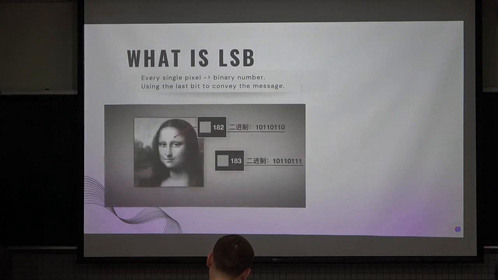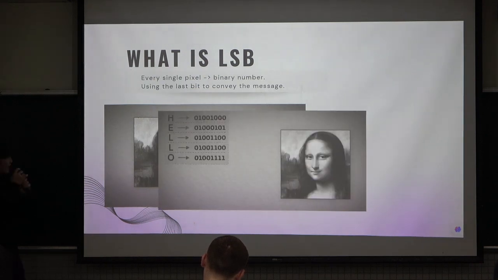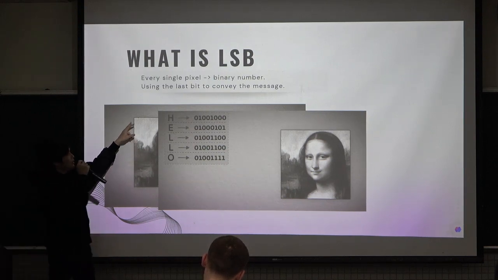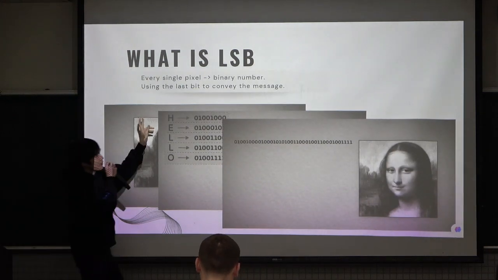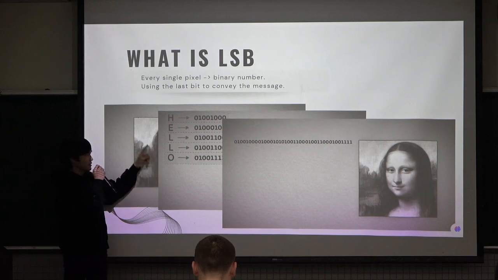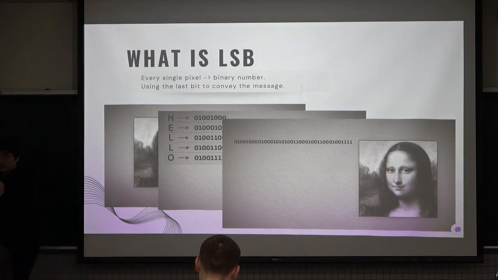Another way is that we can not only hide a QR code, we can also hide words. For example, A to Z have their ASCII codes, and we can hide "HELLO" in the image. The last bits can be like this, 0, 1. We line them up and hide them from the first pixel to the last pixel, and we can hide the "hello" in this picture.